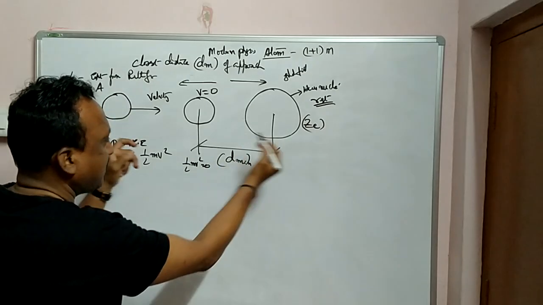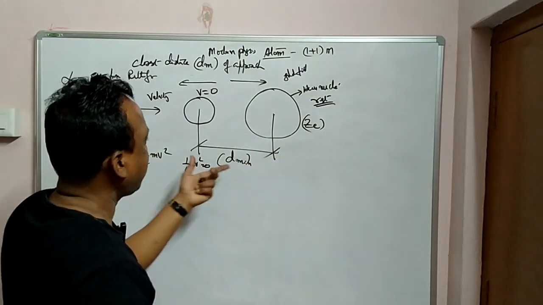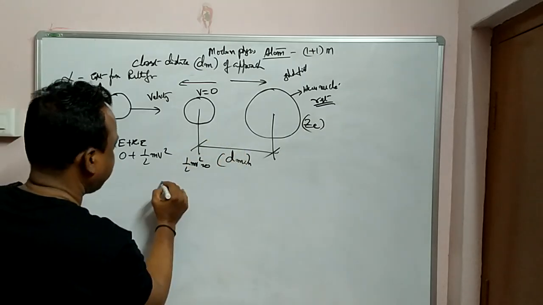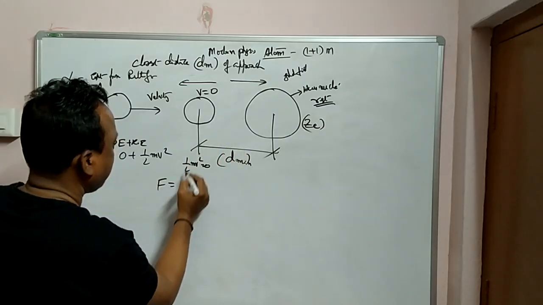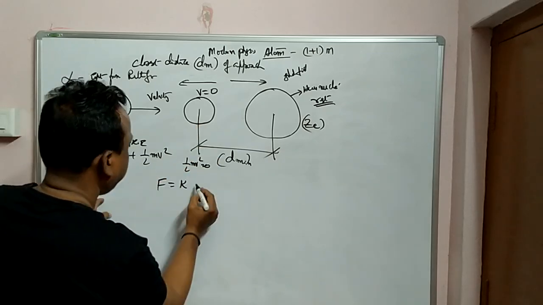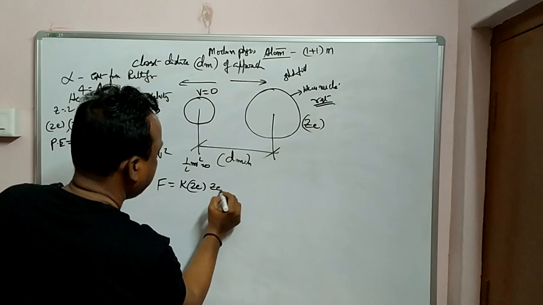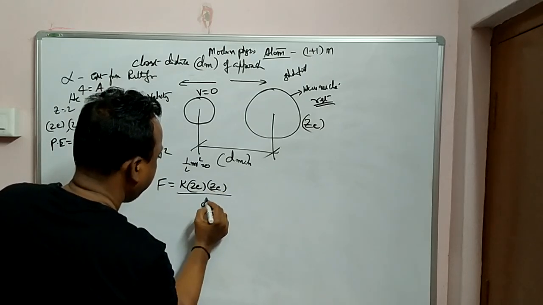And what is the electrostatic force between them? What is electrostatic force? Force is nothing but 1 by 4 pi epsilon naught into Q1 Q2 by D. That means what is the charge here? 2E into Ze by D.